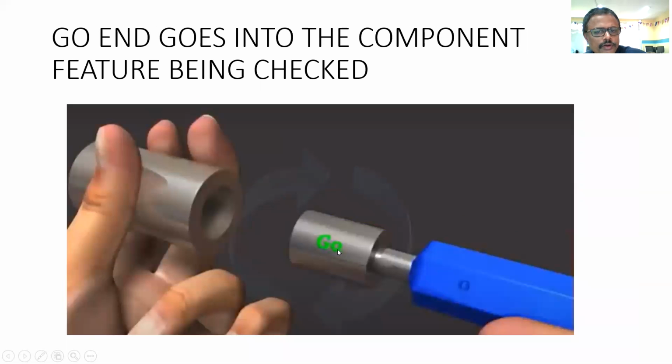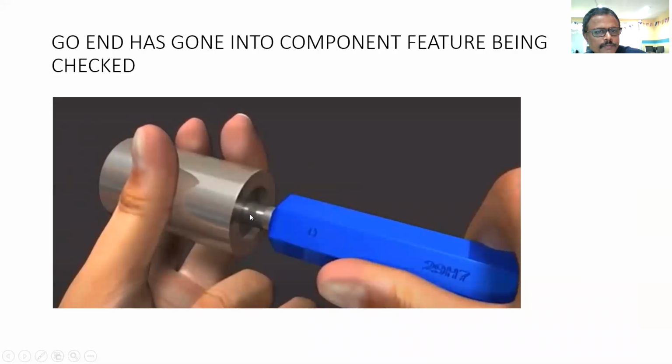Then go should enter this component feature that is shown here. The go part has gone into this component. Now it is accepted. So you can appreciate the fact that without measuring the actual dimensions of the workpiece, you are classifying the components as accepted or rejected. That is the advantage of these gauges.